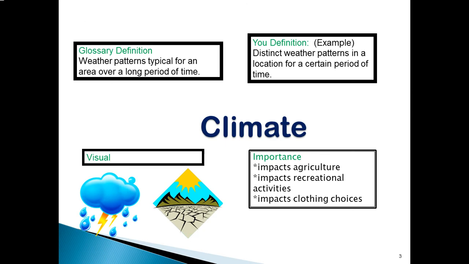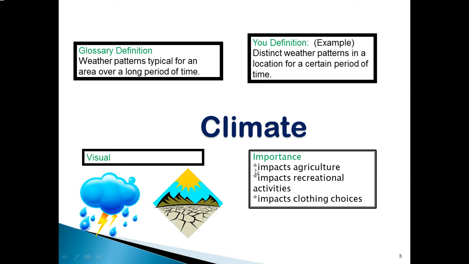Okay, our word now is climate. This is going to be our focus for the presentation. Here I have put down climate and, using the vocabulary template for our class, have definition, visual, the importance, and my own definition of climate. As you can see, climate is the weather in one location for a period of time. I have a visual of dryness and some water here, lightning storm.